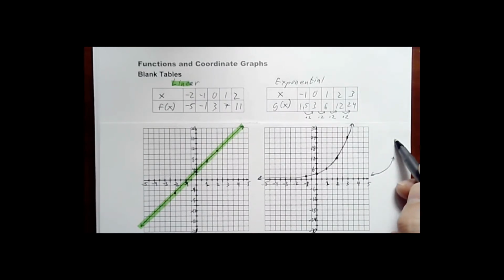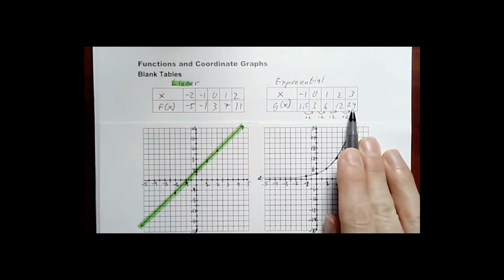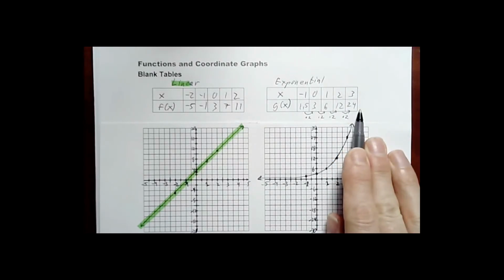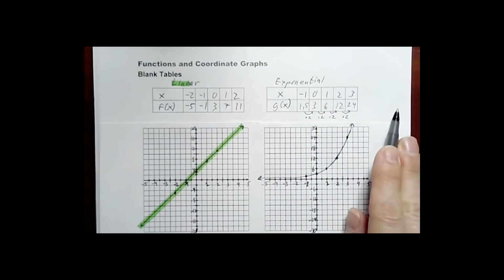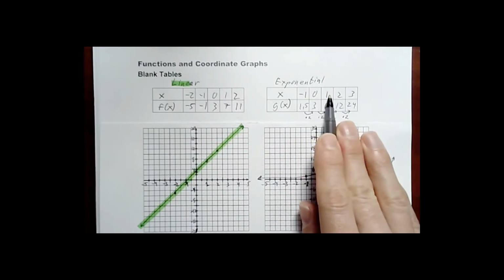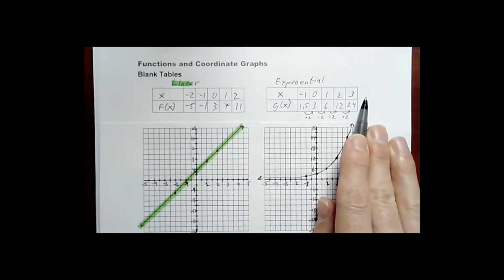go upwards forever. And if we were to keep doubling this, 24 then becomes 48, 48 becomes 96, 96 becomes 192, and as you can tell, the output values get larger and larger and larger faster as we increase by the same 1 unit in my input values.